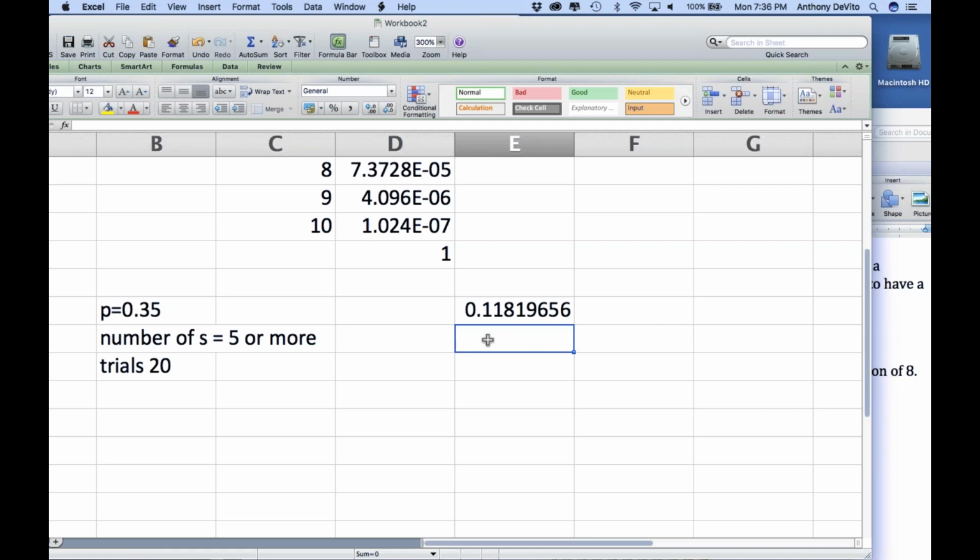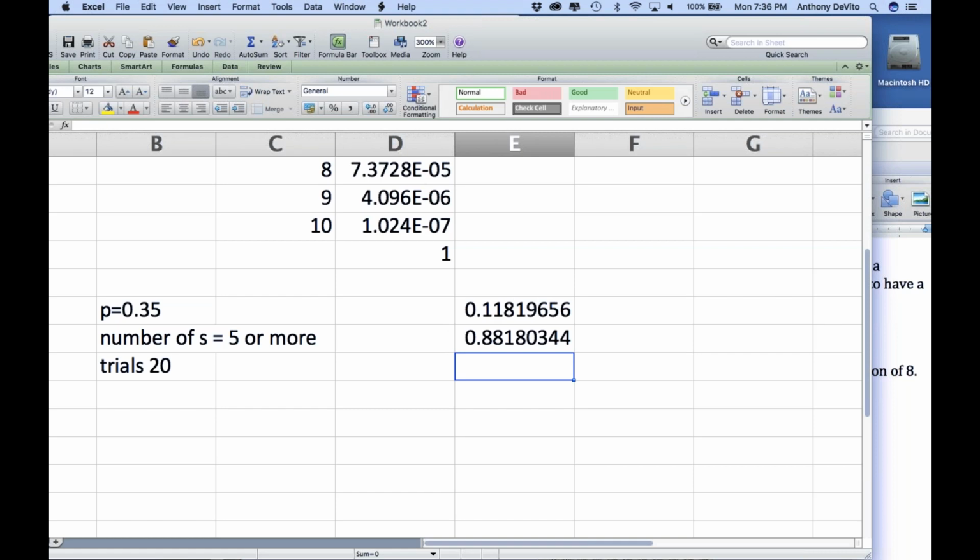So the probability that you would get 5 or more people is going to be equal to 1 minus this number. Minus this number is going to be about 88%. Right? That's simple. Got to be a little bit careful about the wording.